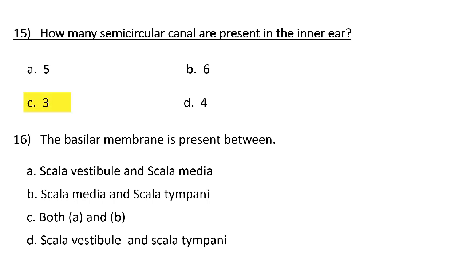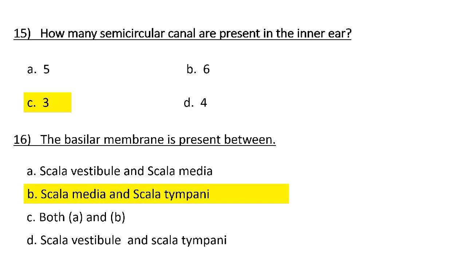Question number 16. The basilar membrane is present between option A, scala vestibuli and scala media, option B, scala media and scala tympani, option C, both A and B, and option D, scala vestibuli and scala tympani. The correct option is scala media and scala tympani. Between them is present basilar membrane.